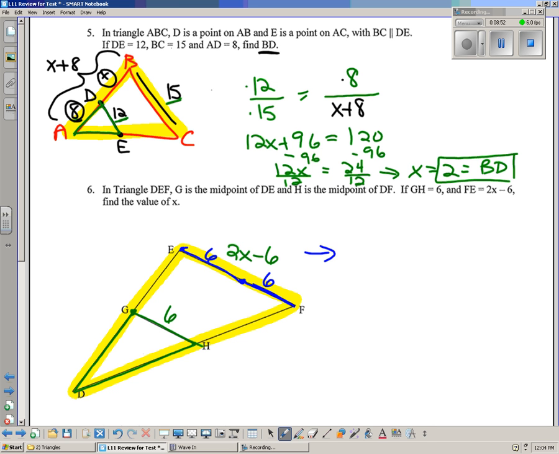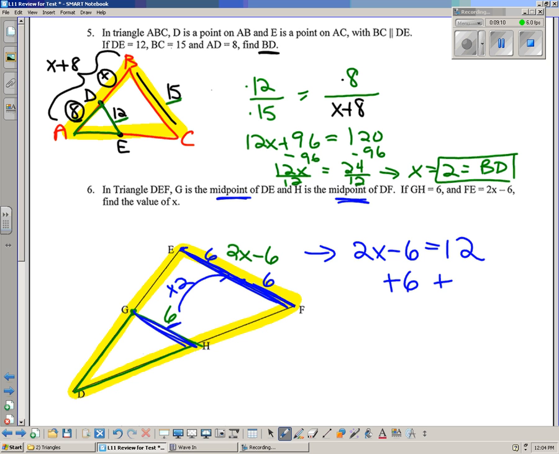So now we know that 2x minus 6 equals 12. And again, whenever you have midpoints, corresponding sides are going to be half of the big triangle side. Or, in other language, to get from the small to the large, you just multiply by 2. So 2x minus 6 equals 12, and now it's pretty easy to solve for x. So we get 2x equals 18. Divide by 2, x is 9.